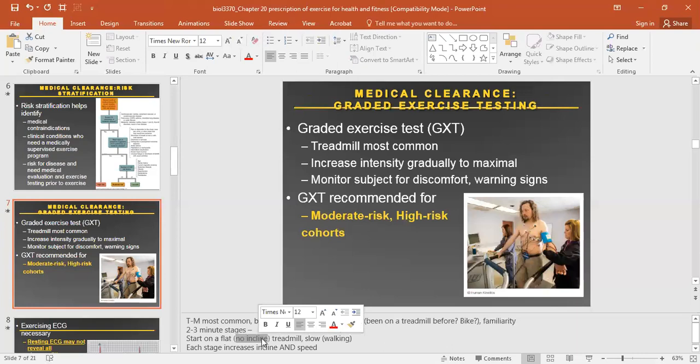And every stage of the graded exercise test runs for 2 to 3 minutes. Now remember, where have we heard 2 to 3 minutes before? How long does it take to reach steady state? Remember, as you transition from rest to exercise, I usually use a 10-minute mile or a 9-minute mile pace. When you go from walking to running, and then you stay at one pace, heart rate increases, stroke volume increases, cardiac output increases, blood pressure increases, ventilation increases. All of those increases occur, but take time to reach steady state. That time is 2 to 3 minutes.